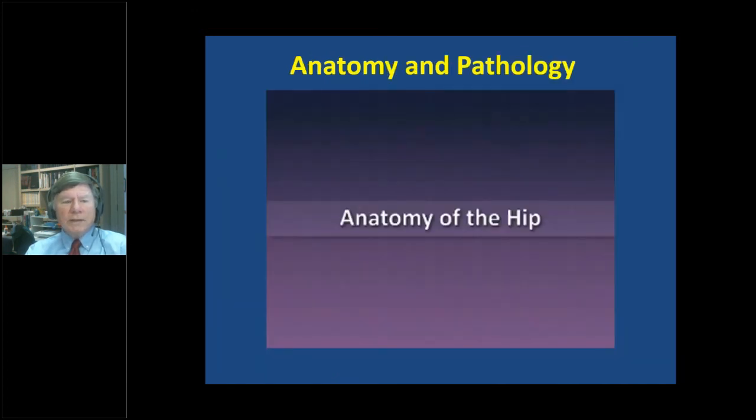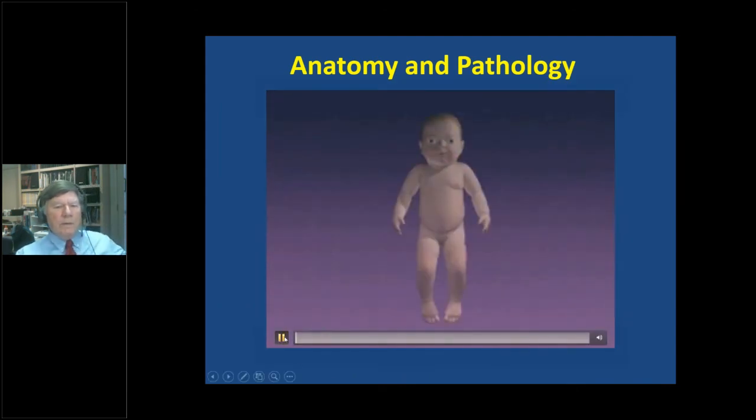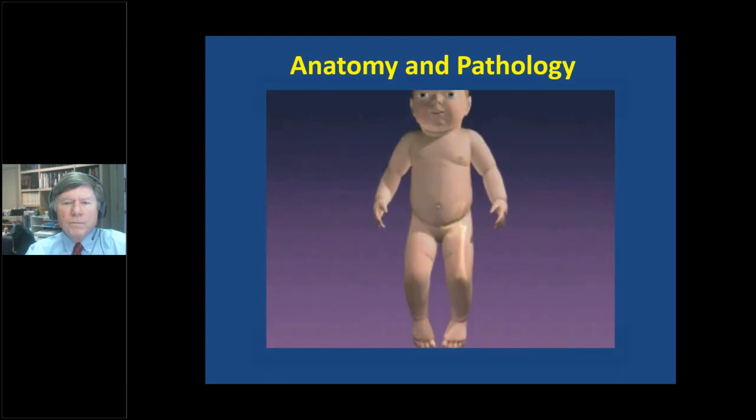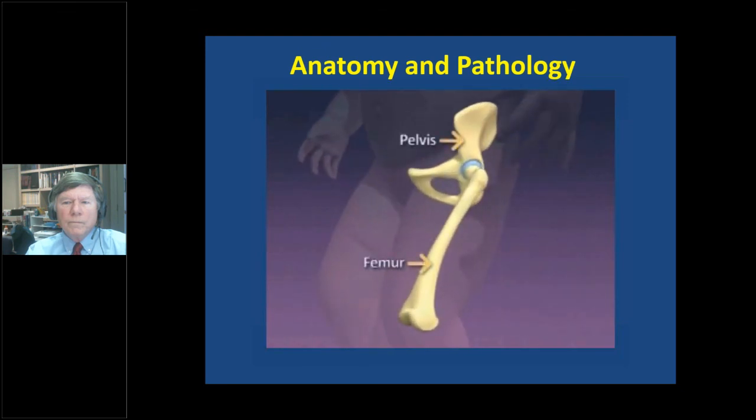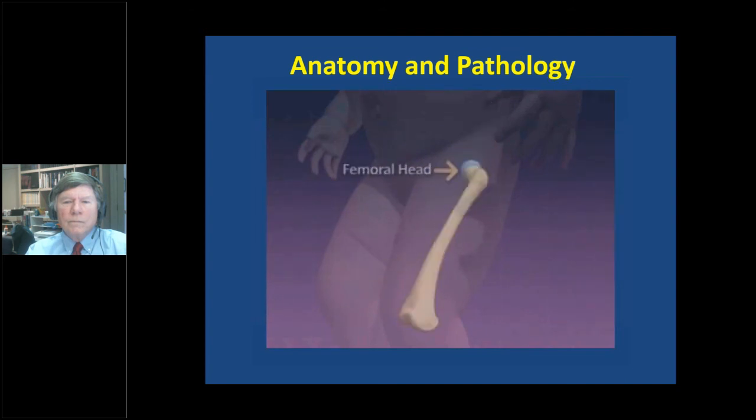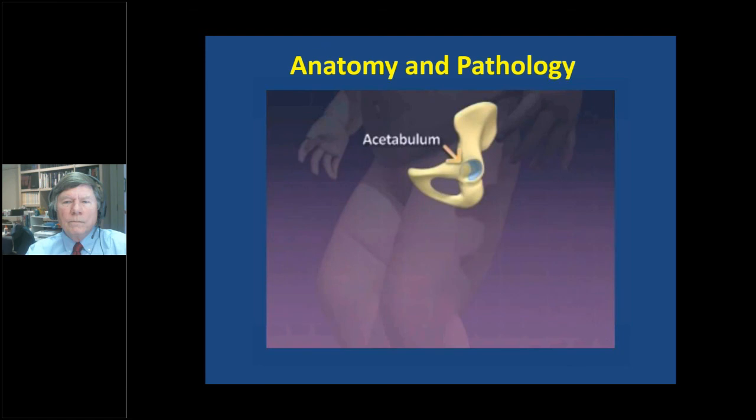So let's talk about the anatomy and pathology of the hip as a review. The hip is a ball and socket joint between the pelvis and the femur, articulating between the femoral head and the acetabulum.